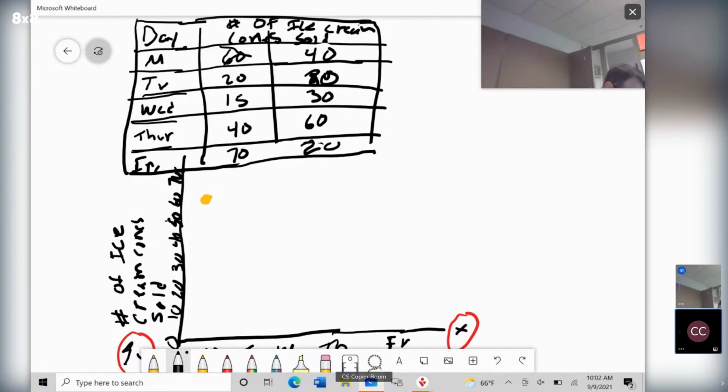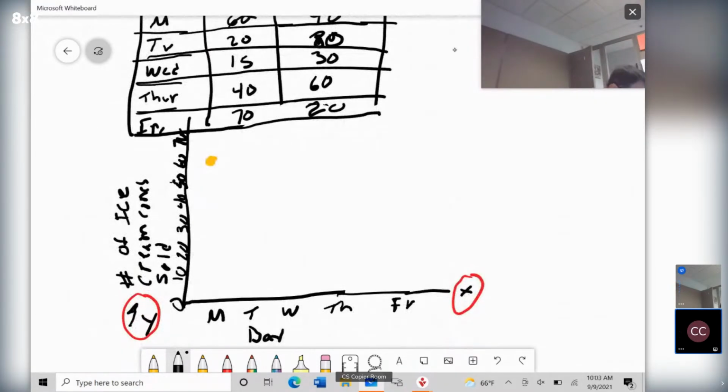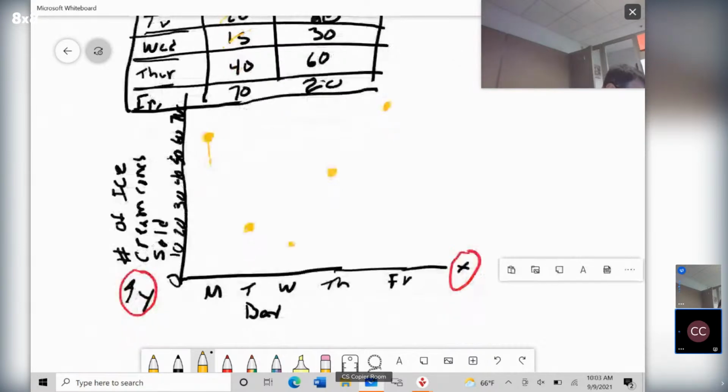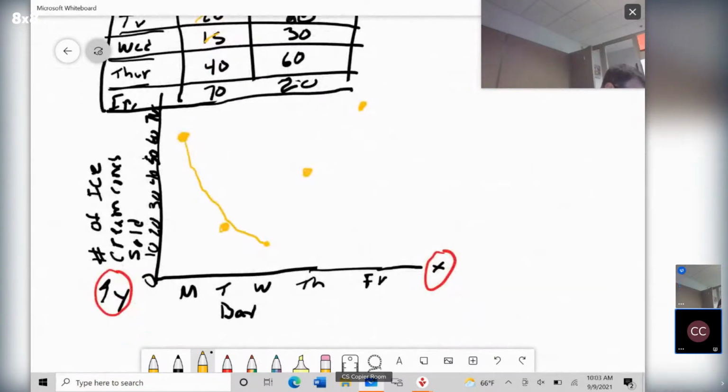Tuesday, there's 20. So I'm going to find Tuesday down here and go up to 20. Oops, got to make that yellow. I'm sorry. Tuesday's going to be 20, which is right there. Wednesday was 15, so for Wednesday we'll put 15. Thursday was 40, so we find Thursday and go up to 40, and Friday was 70. And then for a line graph, all we do is connect the dots. So it looks something like almost a V. And that's going to be for the chocolate cones sold.